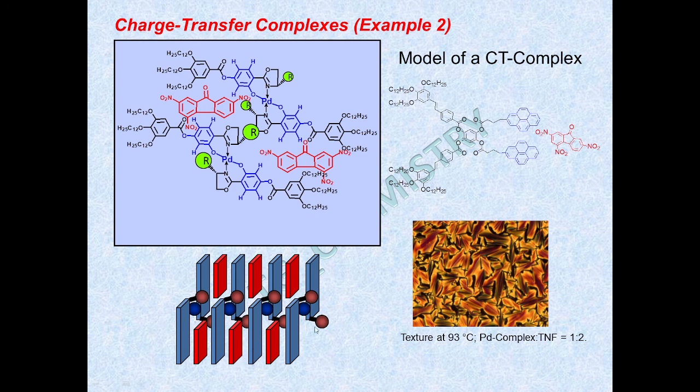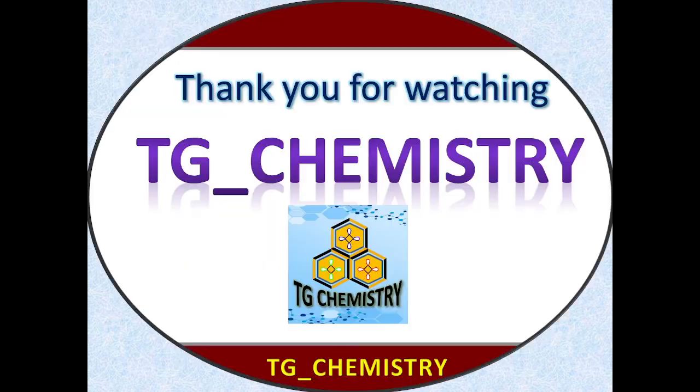This is a molecular representation or the modeling of this compound, showing the orientation in the charge transfer complex. And when we see the complex in presence of TNF, then the texture is showing the liquid crystalline character at 93 degrees centigrade with the smectic A phase, and the palladium complex and TNF in a 1:2 ratio shows this liquid crystalline behavior. So these charge transfer complexes are very important in exerting also the liquid crystallinity within the molecular architecture.